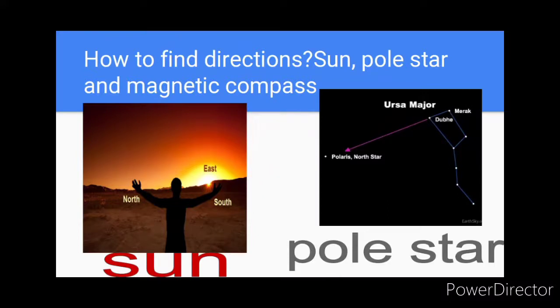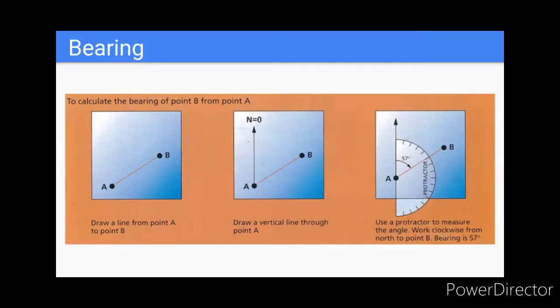So you have to look for this particular constellation, and when you find it, you can look at the 2 pointer stars and see where they're pointing, and in that direction you will find the pole star. And when you find the pole star, you know that in that direction is north. Another method that is used is the magnetic compass, and we all know how to use the magnetic compass, so it doesn't need more explanation, correct?